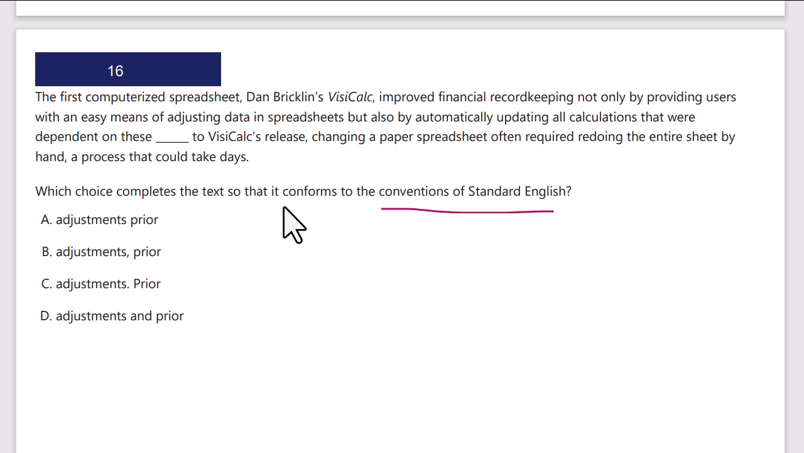We have a grammar question, and let's do a quick vertical scan. The options are adjustments prior with a comma, a period, and nothing. Okay, I'm probably going to focus on the period first.